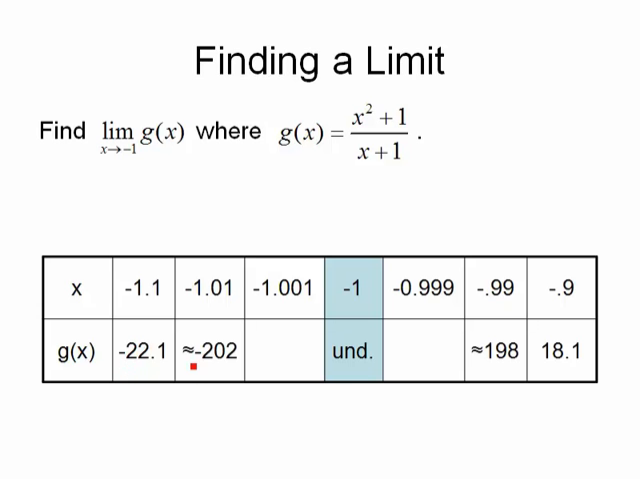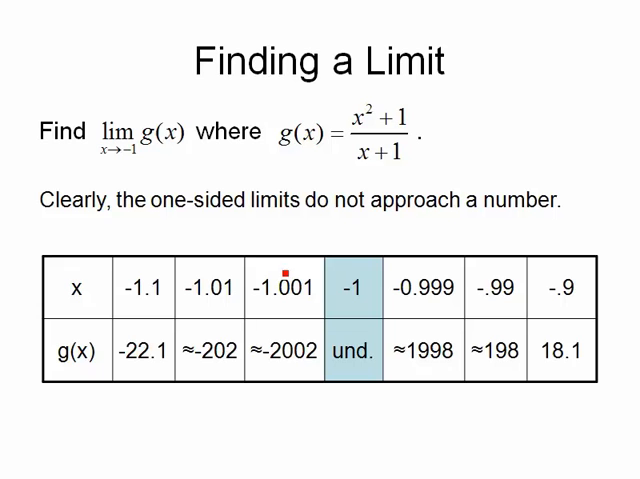If I move in a little bit closer, I get about negative 202 on the left and 198 on the right. They're getting even farther apart. If I move in even closer, on the left-hand side, I get negative 2002, and on the right-hand side, I get 1998. Not only are these two values not getting closer to some number because one's positive and one's negative, they're getting bigger and bigger. Remember, all the other examples got closer and closer to some number. Clearly, these one-side limits do not approach a number.